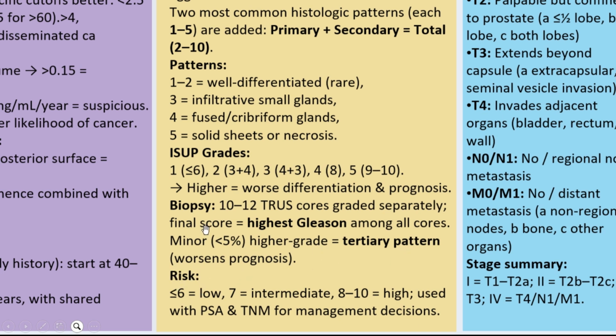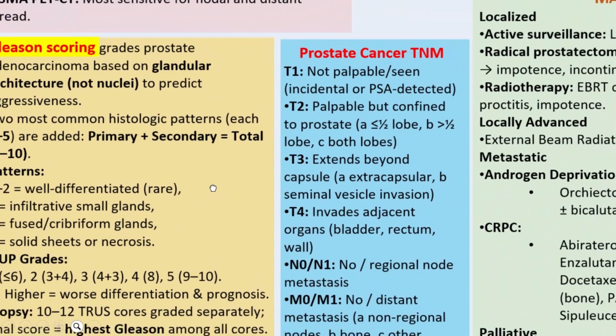So how are we going to interpret this? If we have a Gleason score of 6 or less, that is low risk. 7 is intermediate, and 8 to 10 is high. And it is used with the PSA and the TNM for the management decisions. And I'm going to explain the TNM staging of cancer next.